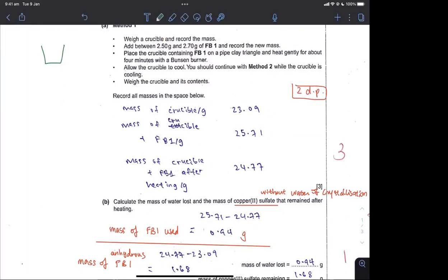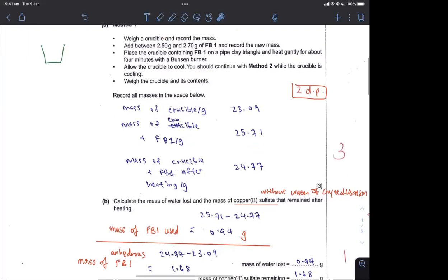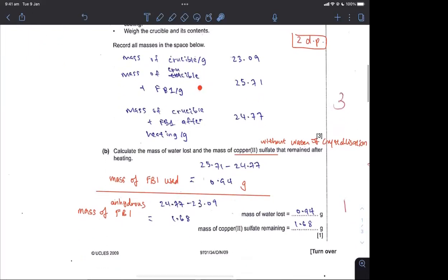Let me tell you something very funny, okay? So this is mass of crucible. This is mass of crucible plus FD1. So here, by right, I should write mass of FD1 used, but that was just what they asked us to write down. It's actually here where they asked us to calculate the mass of FD1 used, okay? So this student has taken this minus this. This is how much FD1 was used.